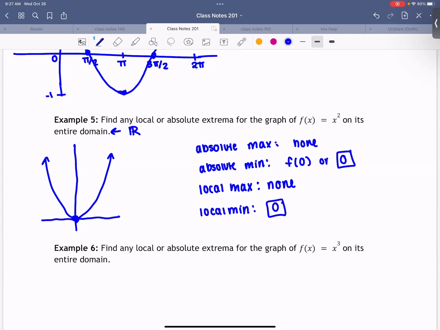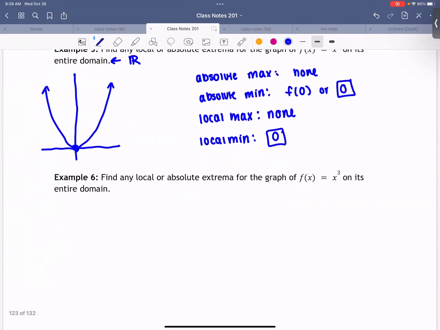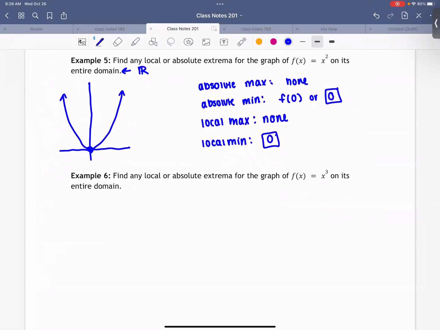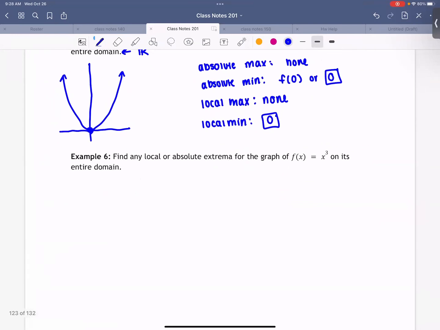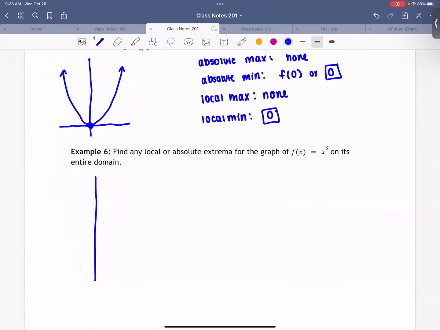Two more examples for you. We're going to do example 6 and example 7, and then I promise I'll let you try one on your own. So let's do this one here. We want to find the local or absolute extrema for f of x equals x cubed on its entire domain, which is all real numbers. What does the graph of x cubed look like? Looks like the Disco Man, right? So if I were to draw this, it would look like this, and then it goes up like this.